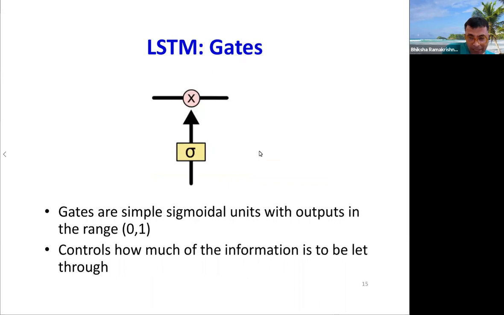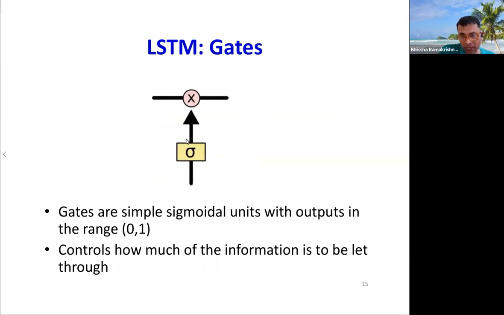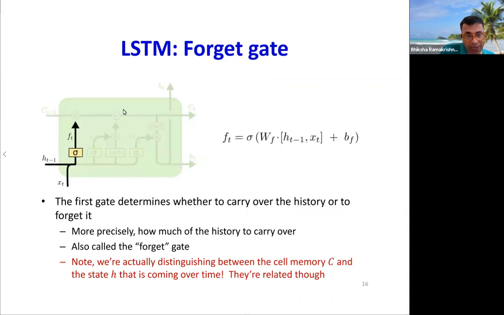Now, there are several gates in the LSTM cells, as we saw. Each gate over here is a simple sigmoidal unit, which outputs a value in the range 0 to 1. Multiplying any signal by the gate will either shrink it or, in the best case, keep it as it is. The gate that multiplies the CEC line directly over here is called the forget gate. It determines if the incoming signal in the constant error carousel is to be retained or should it be shrunk, should it be forgotten a little bit. Now, to decide whether a memory must be forgotten or not, the gate considers the input to the cell. So this is not necessarily the input. This could also be the output from the lower layer, but it's the input to the cell.